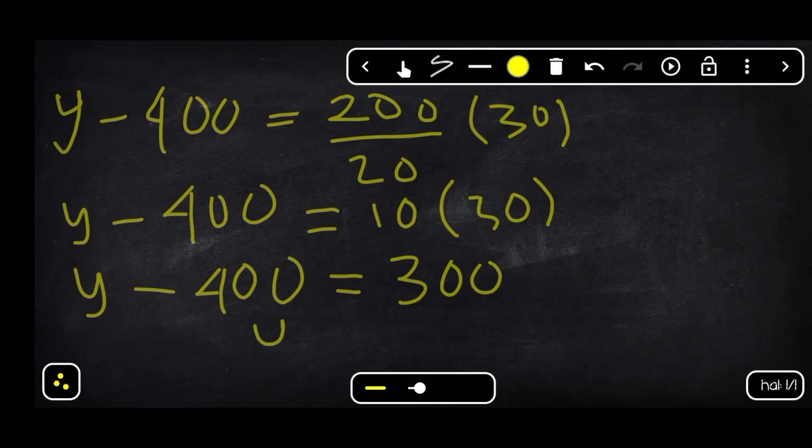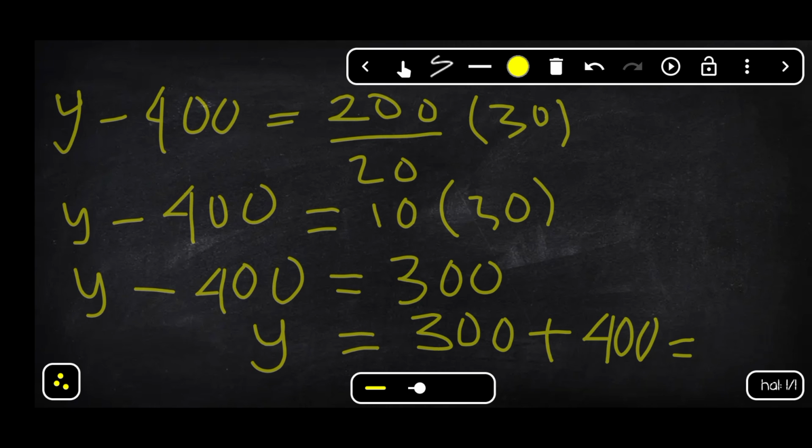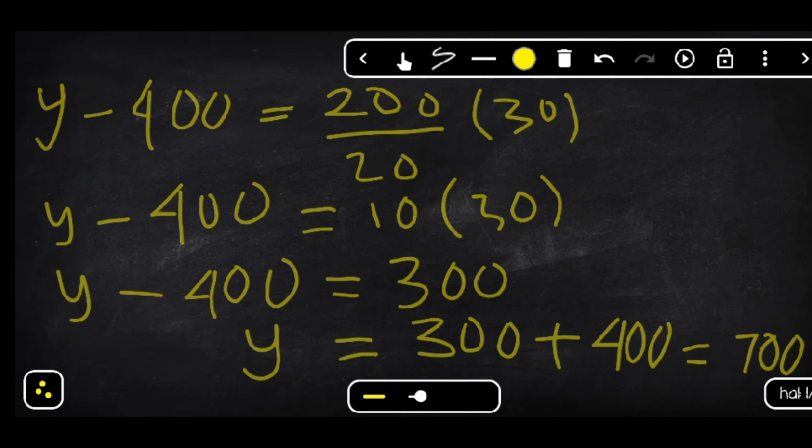Now y equals 300 plus 400. So we found 700. So we got the value of y, which is 700. That means in 2020 there will be 700 female employees.